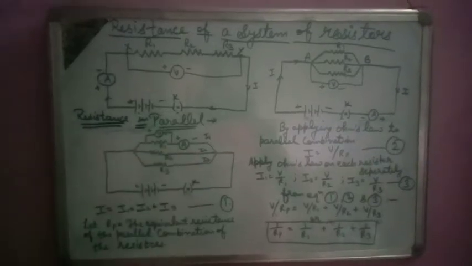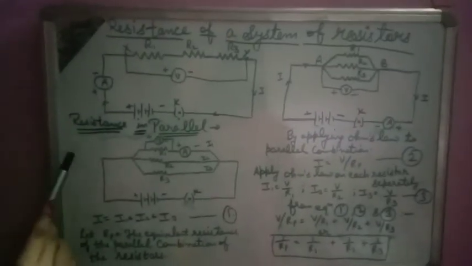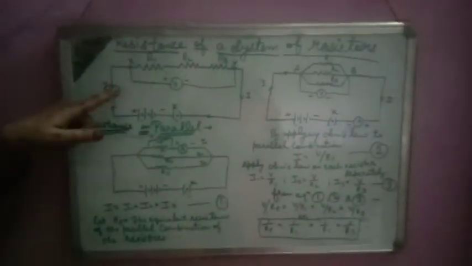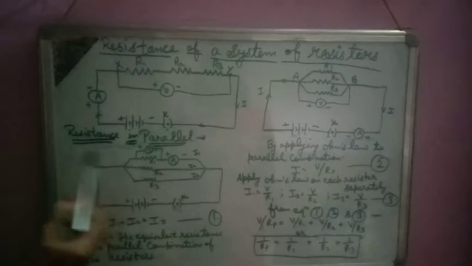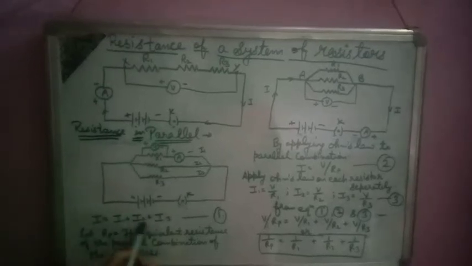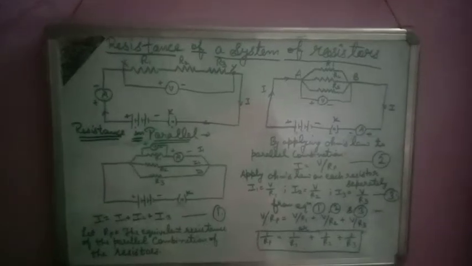Okay, now I have explained the resistance in parallel. In the last class we discussed resistance in series. Today I have explained resistance in parallel. In the series combination, the potential difference V is divided, but the current remains the same. In the resistance in parallel, the current is divided, but the potential difference remains the same.